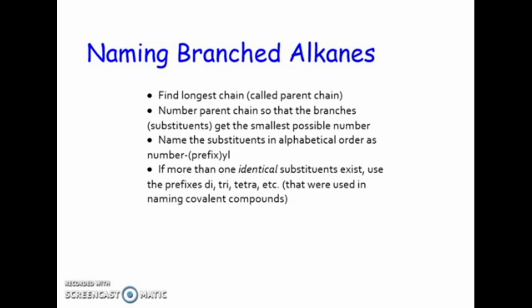Next, you're going to name the substituents in alphabetical order as number-dash-prefix-yl. For example, a 1-carbon branch would be a methyl group. If more than one identical substituent exists, then use the prefixes di, tri, or tetra, the same ones that we were using when naming covalent compounds. So if something has 2 methyl groups, it would be dimethyl.